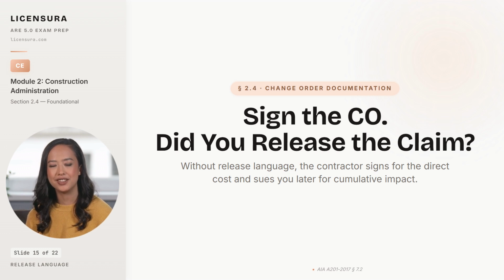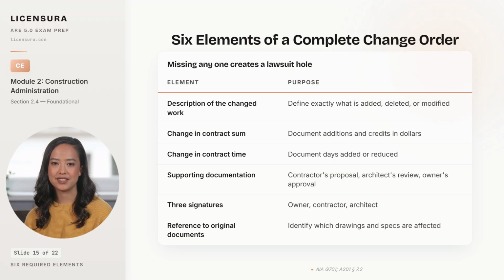6 required elements separate a complete change order from one that produces a lawsuit. The description of the changed work has to define exactly what is being added, deleted, or modified. Vague descriptions like additional electrical work in the basement become the basis for a scope dispute about which conduit runs were actually included. The change in contract sum documents both additions and credits in dollars, so the cost accounting closes.